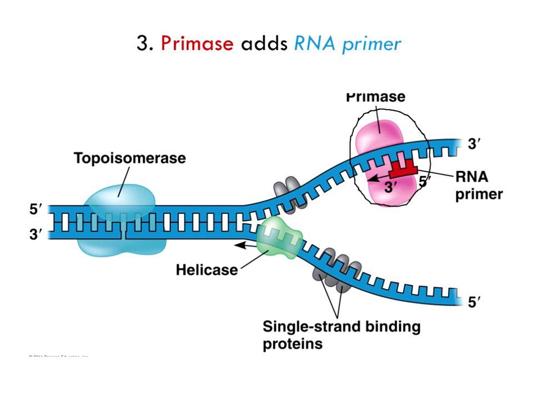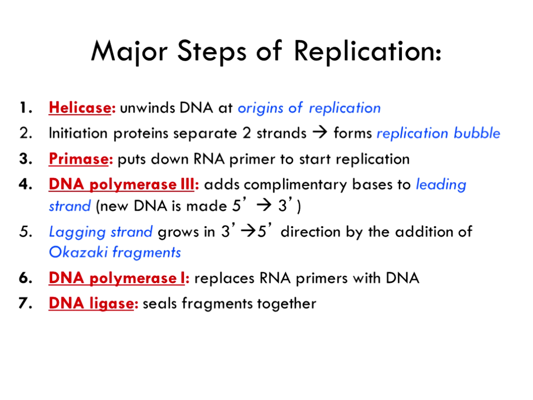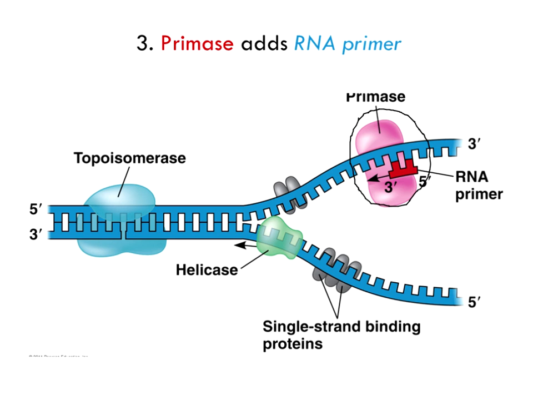Here's where the strands have been split like a zipper. Okay, the helicase has come in to unwind it, and we've got a bubble, the replication bubble starting, and the primase has come in and put down an RNA primer to prepare for that replication. And then DNA polymerase 3 is going to add the complementary bases to the leading strand. So the leading strand is going to be made from the 5' end to the 3'.